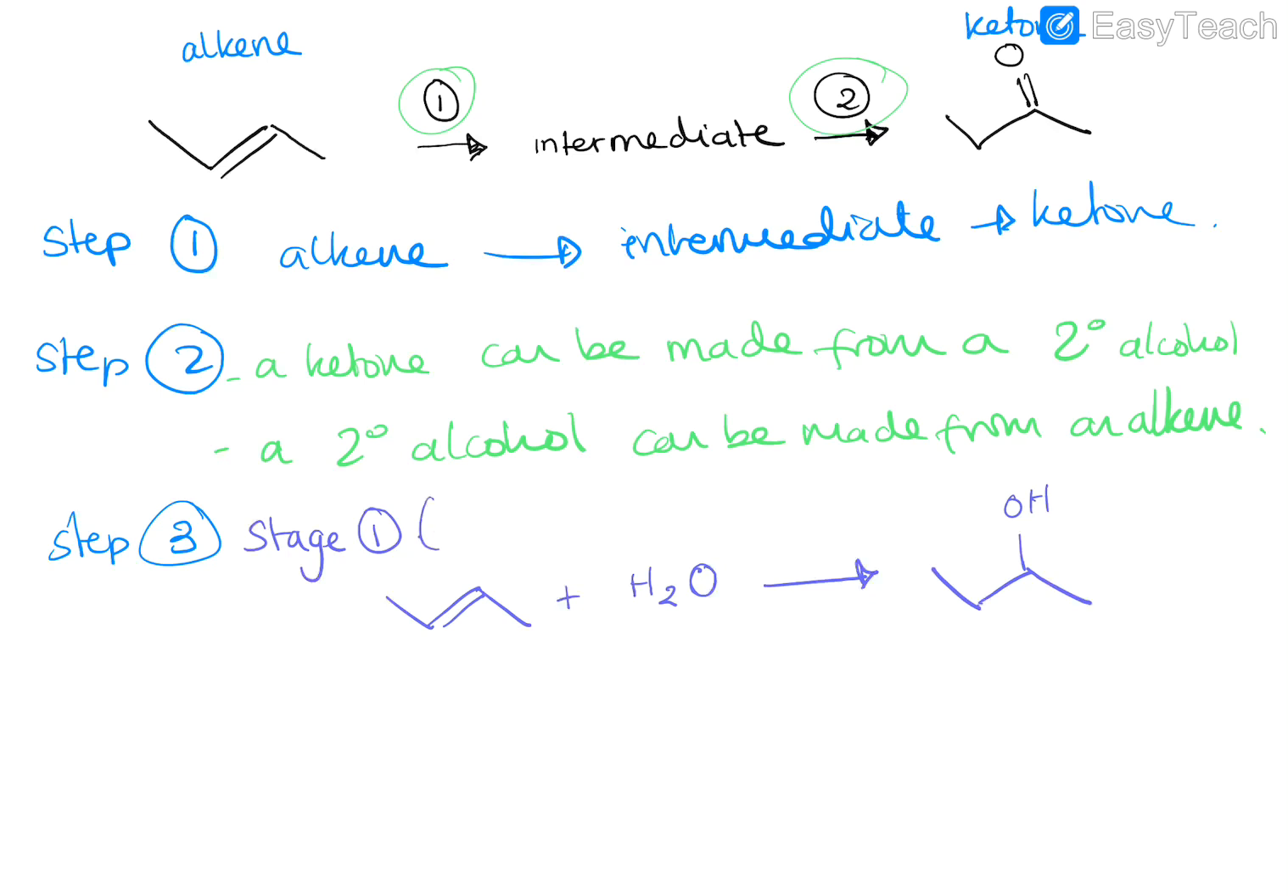You can either write it up here, so you can write conditions and reagents equals steam plus an acid catalyst, or you could have just gone like this, put a little gaseous there, and then written H2SO4 cat, or H3PO4 could also be used.